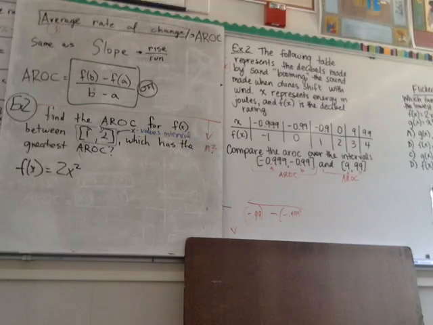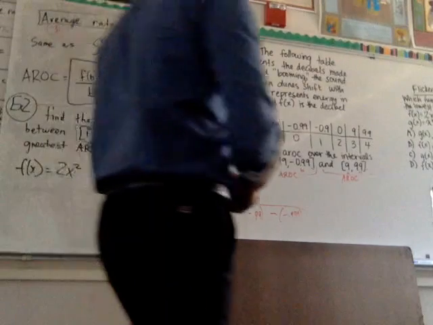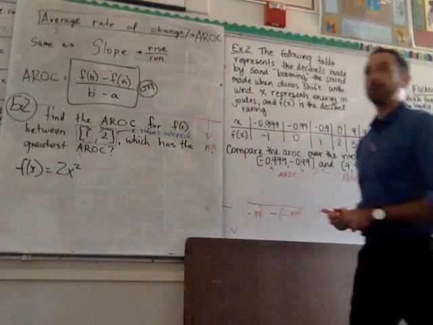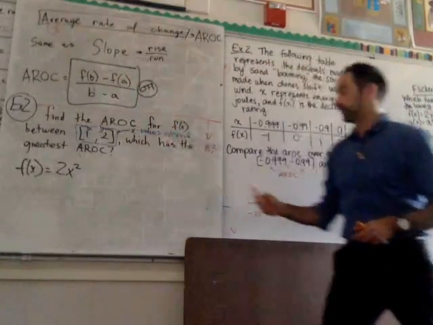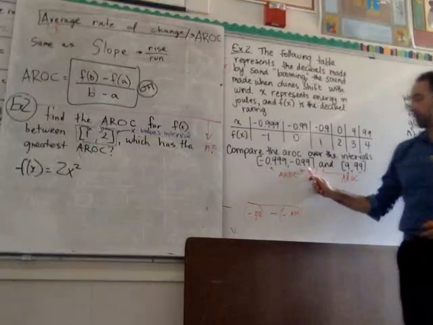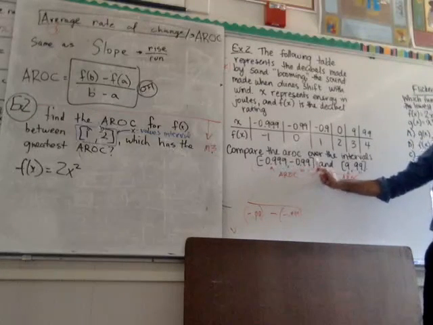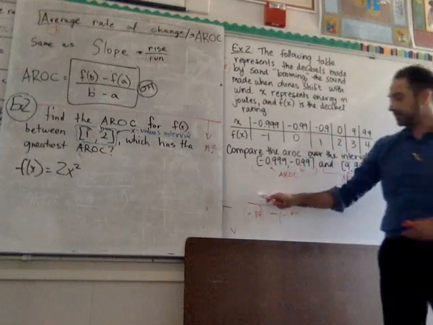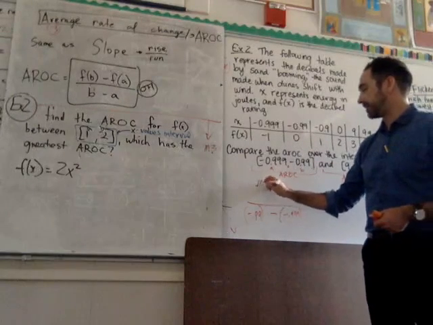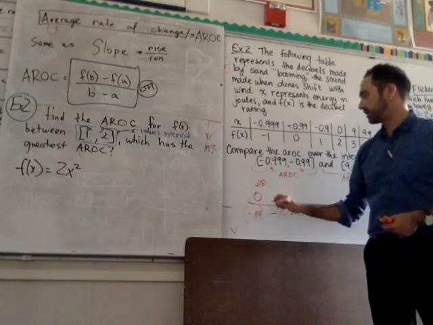Alright, let's see what we got. Alright, let's bring it back. What values am I going to put in for this, for my f of b minus f of a? F of b is 0.99 negative. That is right here, right? So I know that it's going to be f of b right here, which is 0.